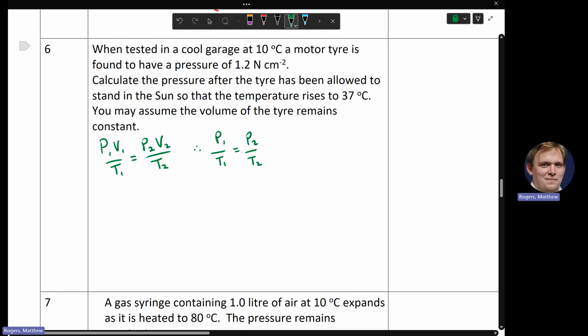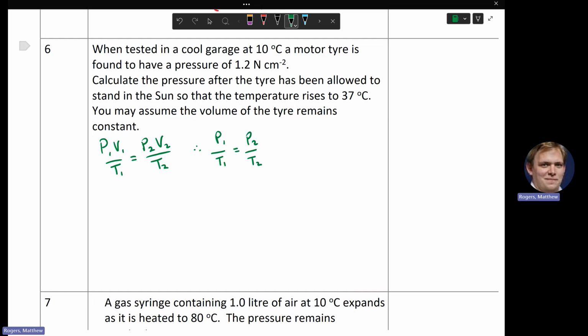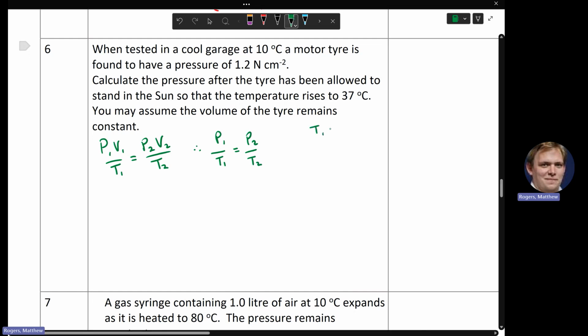Secondly, we need to be careful because the temperatures are in degrees Celsius. So temperature 1 is not 10 degrees Celsius, it's 283 Kelvin. And temperature 2 is not 37, it's 310 Kelvin.